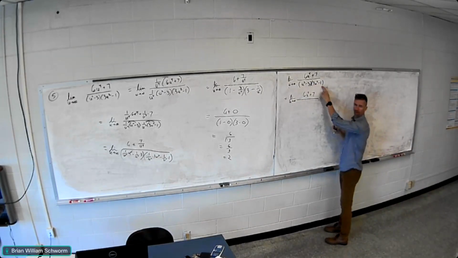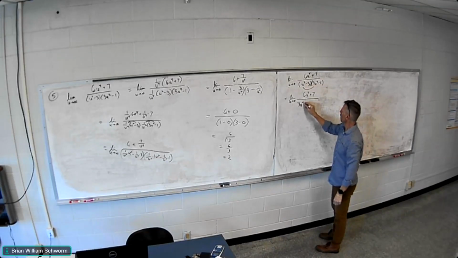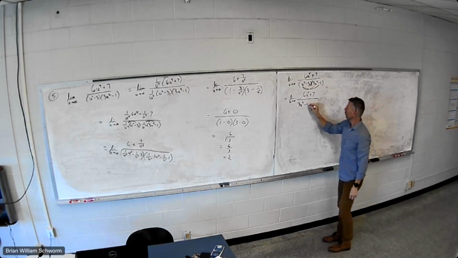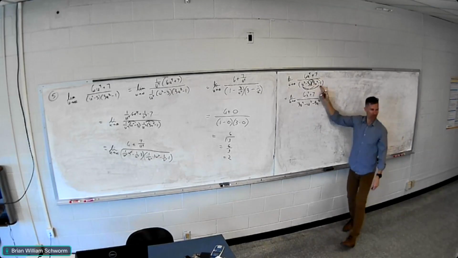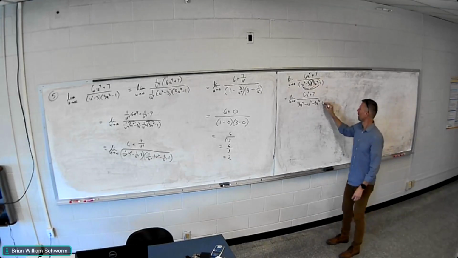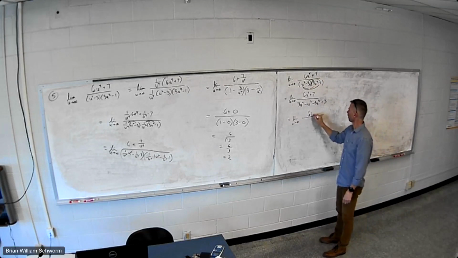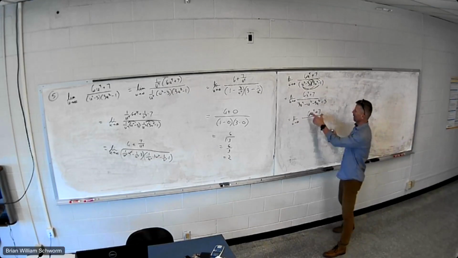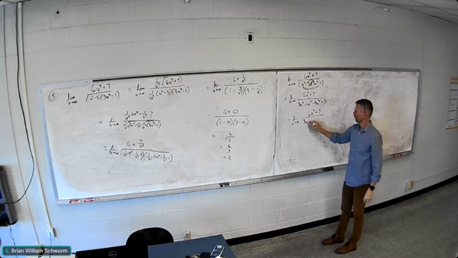So I do the FOIL method down here. I get 3u to the 4th minus u squared inside minus 9u squared. Then negative 3 times negative 1 makes positive 3. Then I can combine these middle terms to make negative 10u squared.